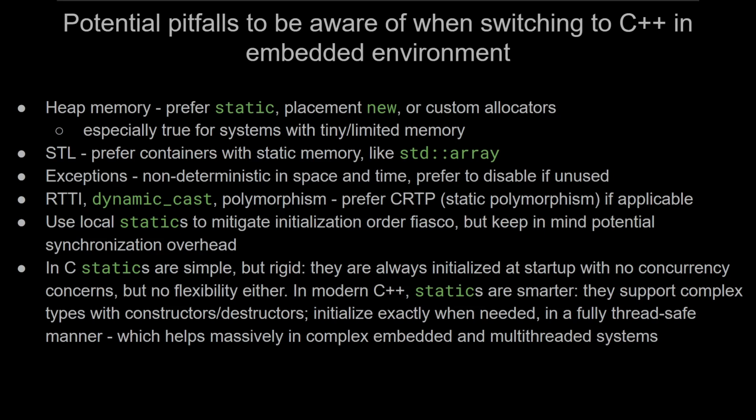And if you absolutely need to have some sort of dynamic memory, you may look into using custom allocators. You can provide a custom allocator, and then you're free to implement your own memory management in a way that exactly matches your requirements. So continuing on the STL, the standard template library, just generally prefer containers with static memory like std::array. It will save a lot of headache for you.